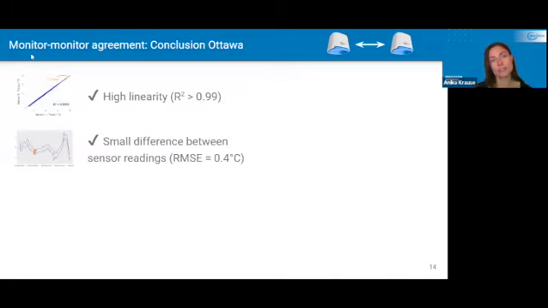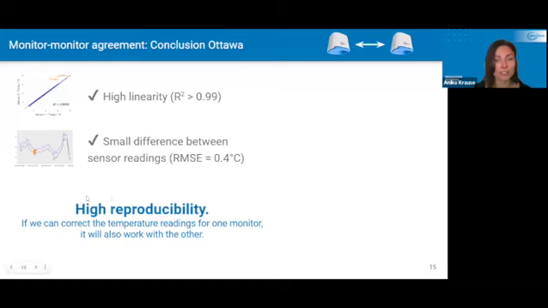So if we now look at our reproducibility analysis of this example in Ottawa, we see it has a really high linearity, and there's just a small difference between the two measurements. So that means the sensors are really highly reproducible. If we can correct one sensor, we can just apply the same correction to the other sensor, and we'll get a good result.